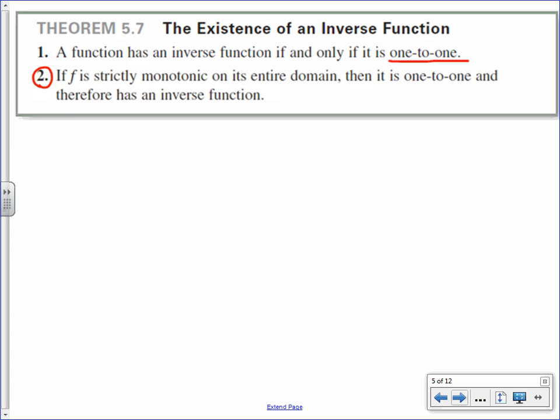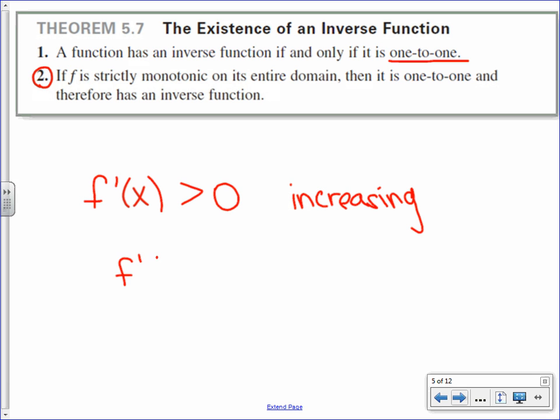So why are we talking about all this right now? What do we know about functions that increase? Their derivative is positive. What do we know about functions that always decrease? They're negative. So if our derivative is positive across the entire domain, we know that it is increasing. If we know that our derivative is less than 0, then we know it's decreasing.